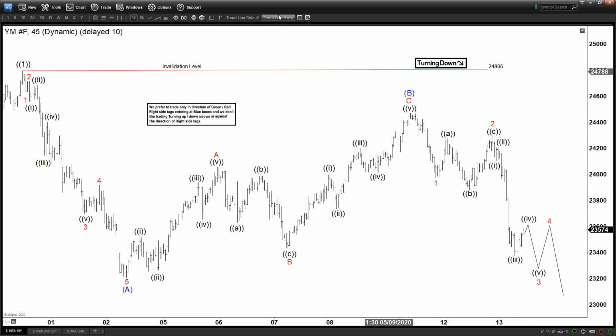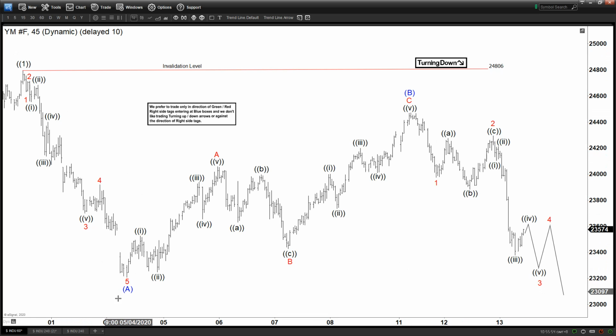Alright, as long as we stay below this 2 in red as well, technically we can continue to see more downside. Now in the shorter cycle, either we have a new low, a marginal low to end with 5, or of course we could also end with 3 already here and start the wave 4 in red. Now in that case we still look for another leg lower as well, as long as we continue to stay below this 24,806. Now at this point we do still need to break below the A in blue to confirm this view is valid, right?